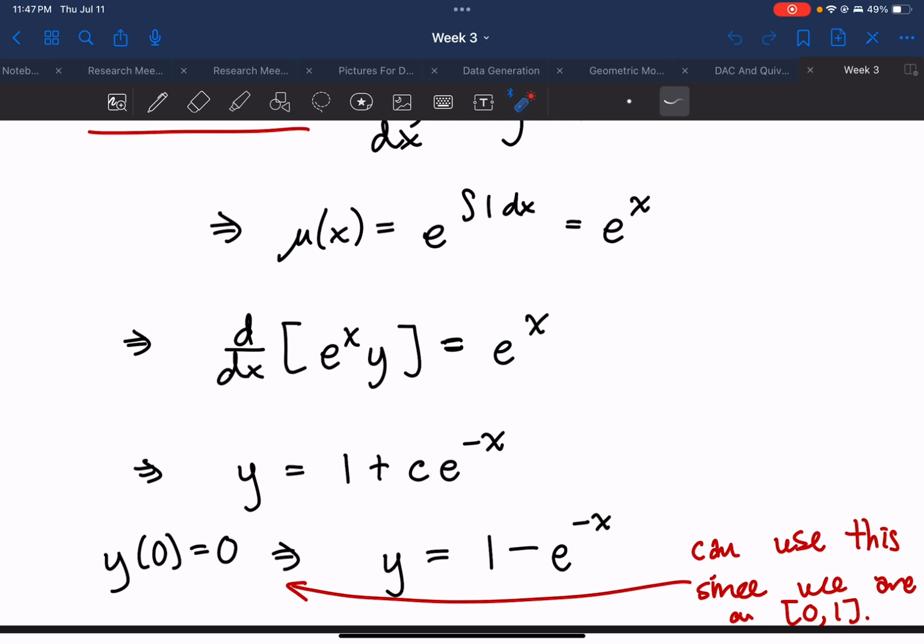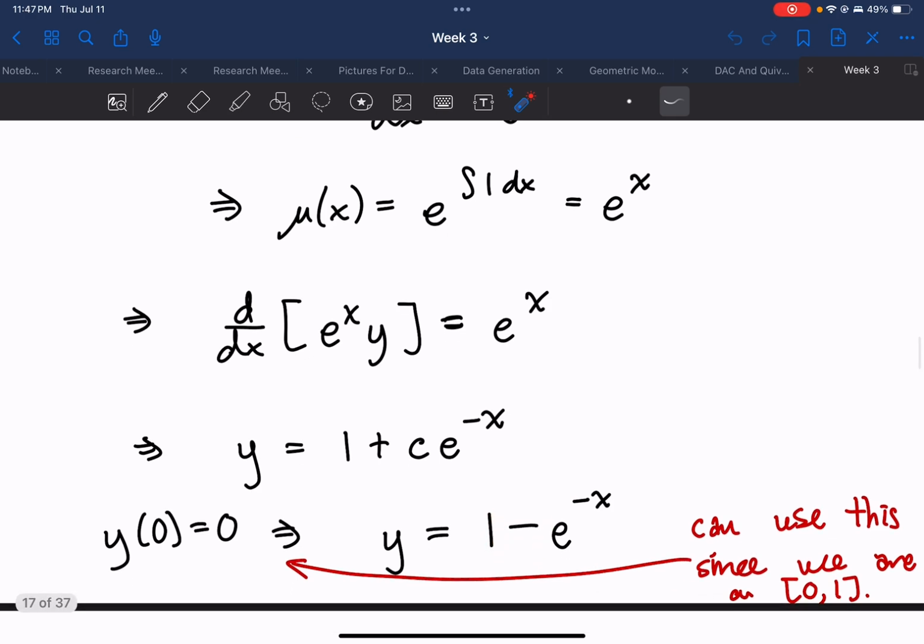So I plug in 0 for y, 0 for x, and I solve for c, and that gives me c equals negative 1. And again, the only reason we can use this initial condition is because we're on the interval 0 to 1. So x equals 0 is included in my interval.